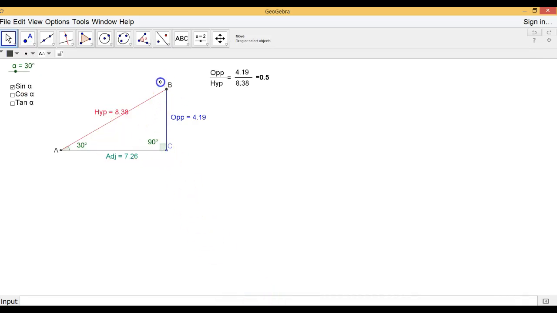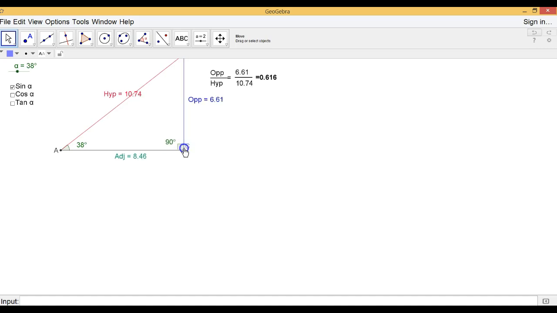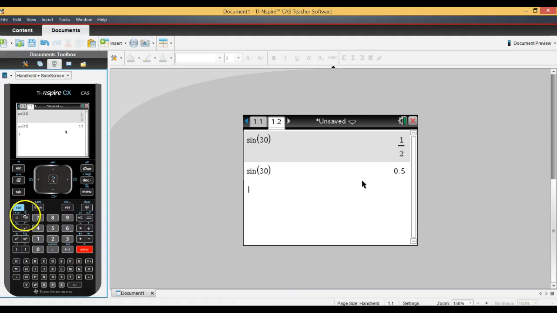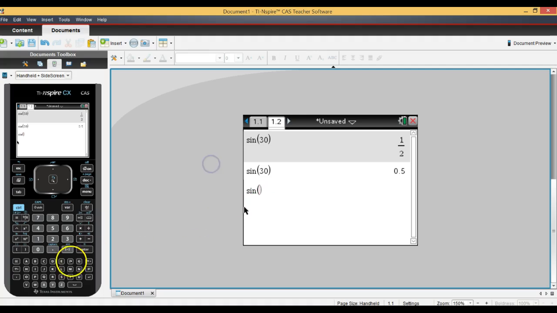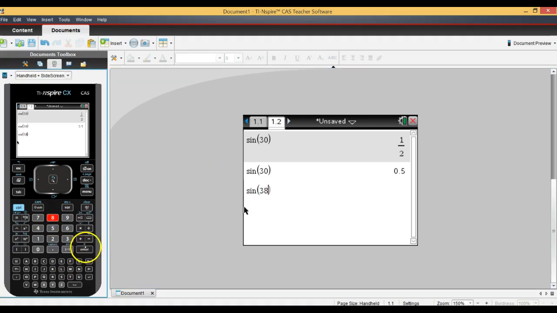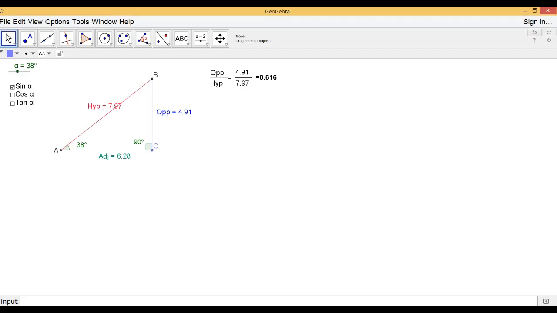All right, well, let's change the angle. Okay, so the angle has changed to 38. And now the ratio is 0.616, and wherever these sides are, at 38 it's 0.616. So, all right, I get it. I'm going to put in here sine of 38 and hit enter. And I'll get, if I ask it for an approximation, 0.616. So that works for sine.